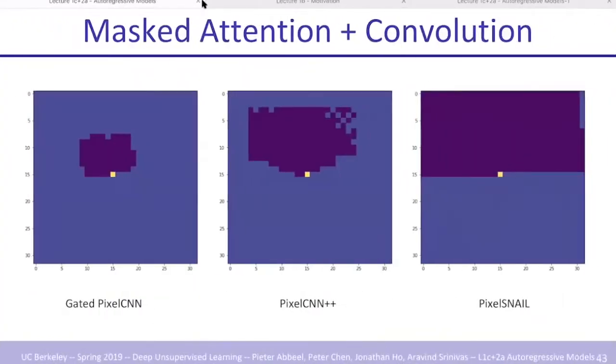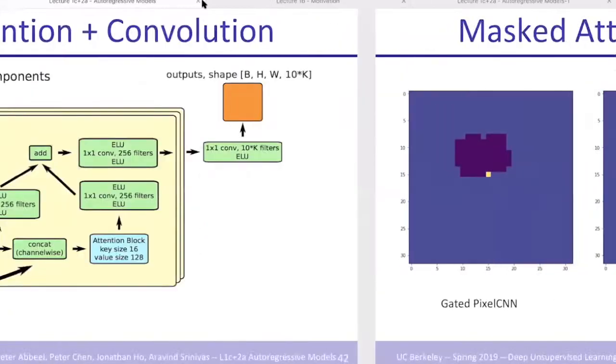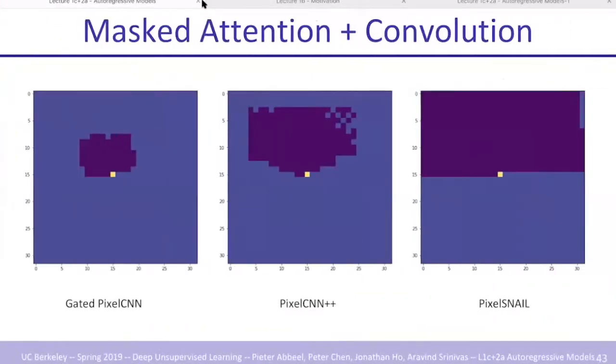So you can see the masked attention results. Of course, you can apply this on convolutions as well. With masked attention, you can see much larger receptive fields. These gray purple areas here are where the input determines the output. With gated PixelCNN, you can see it actually sees a very local, small region to determine the output. Then with PixelCNN, you see a larger region. PixelCNN++ sees a larger region, but still not ideal, and it doesn't capture everything.